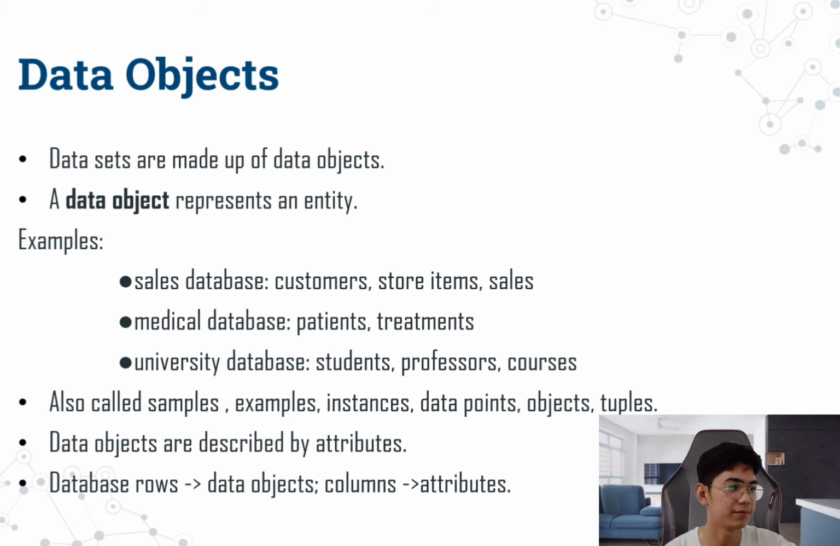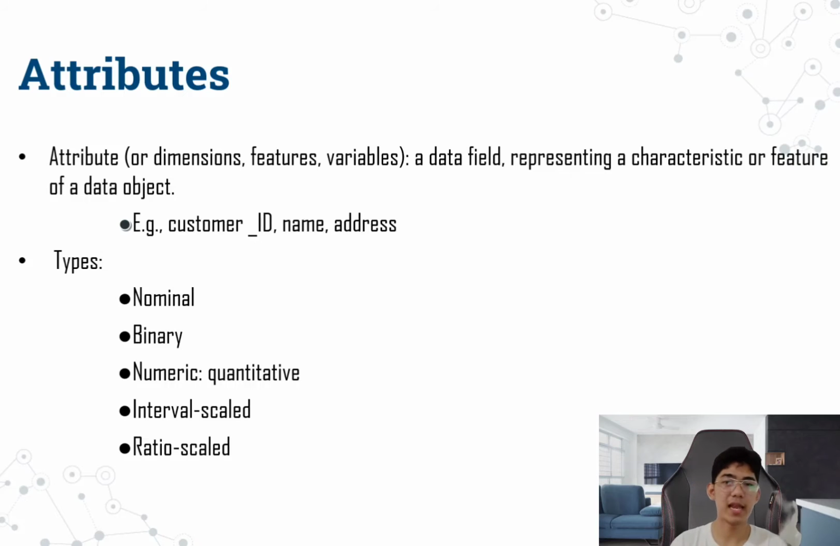Okay? So an attribute is a data field representing a characteristic or feature of a data object. For example, customer ID, name, address. Just like I said before, an attribute represents a characteristic of the entity. For example, customer name, customer ID, customer address, customer phone number are attributes, and they represent an entity.